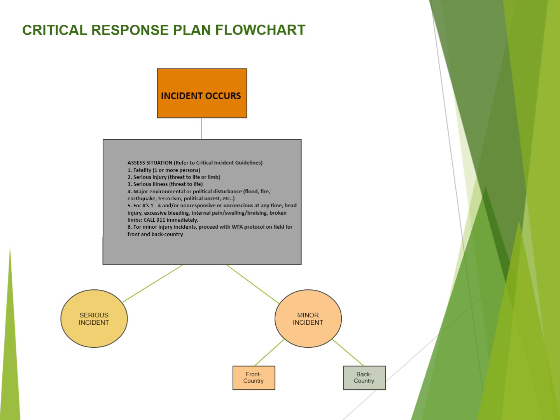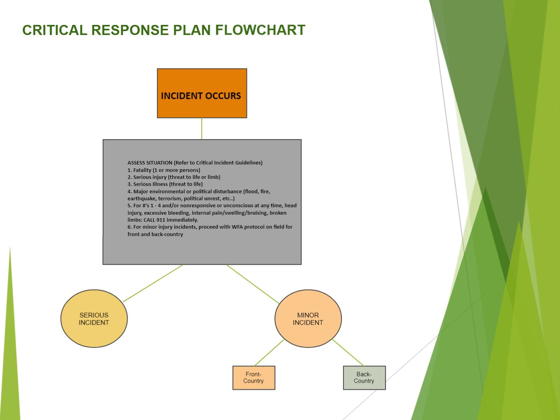The first thing you must do once an incident occurs is to assess the situation and decide whether it is a serious incident or a minor incident. A serious incident is, in a nutshell, anything that is a threat to life or limb or to another person. This category requires outside help. It can be a fatality, a serious injury, a serious illness, or major environmental or violent disturbance.